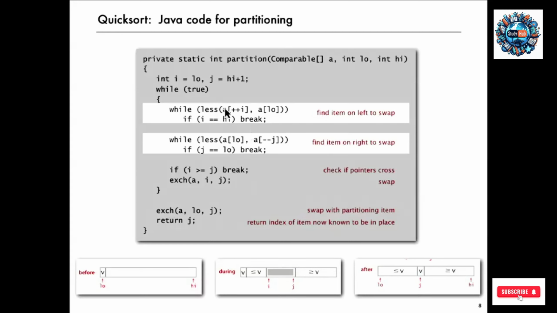Incrementing i as long as it's less is a simple while loop, and then we put in a test to make sure we don't run off the right end of the array. And decrementing j as long as it's pointing to a bigger element is similarly just a while loop where we put in a test to make sure we don't run off the left end of the array. Then there's a test to see if the pointers cross, and otherwise swap the elements at i and j. When the pointers cross, we break out of the loop and exchange the partitioning element into position. So that's a quick implementation of the Quicksort partitioning method.